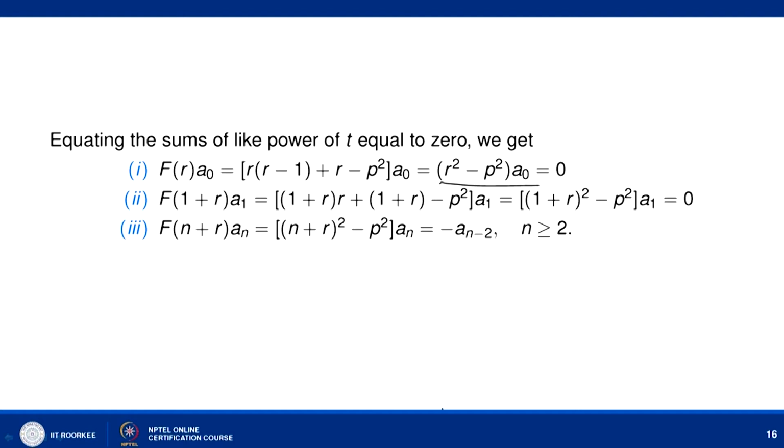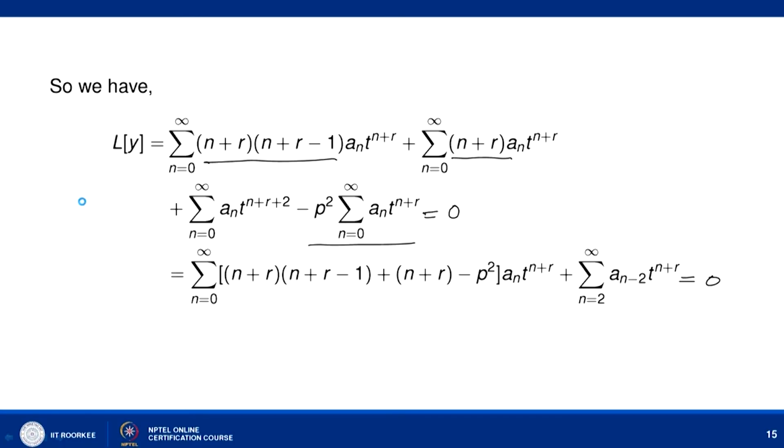That corresponds to equating the coefficient of t to the power 0. So equating the coefficient of t to the power 0, we have (r square minus p square) a naught equal to 0. Similarly, you look at the coefficient of t to the power 1, and this we will get from this. When you put n equal to 1, we get the coefficient of t to the power r plus 1, that is (r plus 1) into (r plus 1) minus 1, plus (r plus 1) minus p square, which we call f of r plus 1.